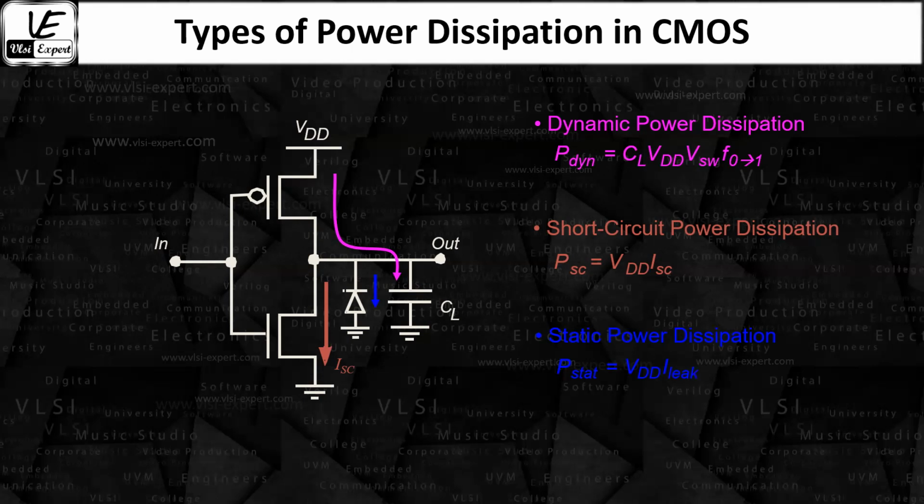The static power dissipation is basically because of the leakage currents present in the device. Even when the circuit is not working, we experience some power dissipation, which comes under the category of static power dissipation. So these three types of power dissipation occur inside CMOS designs.